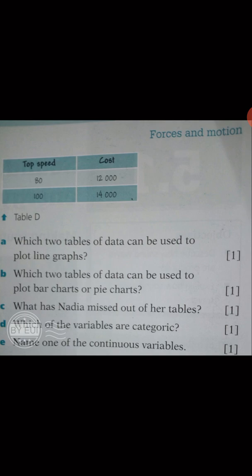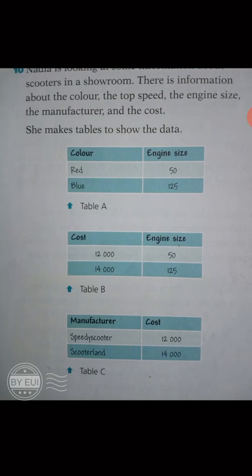So as I told you, line graphs need data which is continuous. It can take any value. So let's see the first table. Table A doesn't have only numbers, it also has color. So table A cannot be used. Table B, yes. Cost of the scooter can be any cost, it can take any value. Engine size can also take any value. So table B shows continuous data, and can be used to plot a line graph.